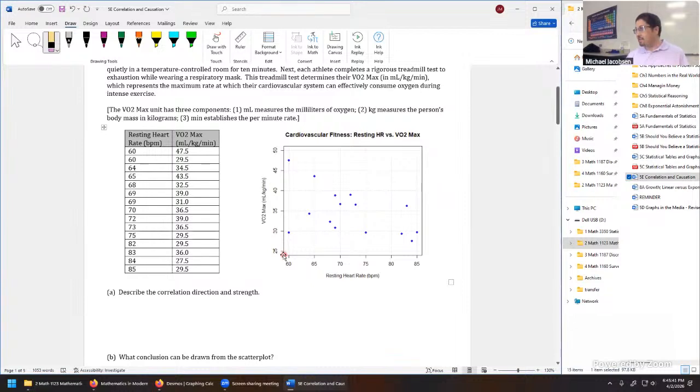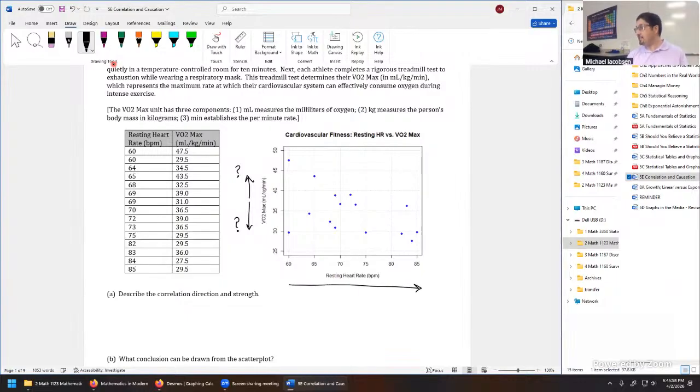We'll think of, say, the resting heart rate increasing. If the resting heart rate increases, what would you all say happens to VO2 max? Does it go up or does it go down? As we increase heart rate. Yeah, I agree with Amy.